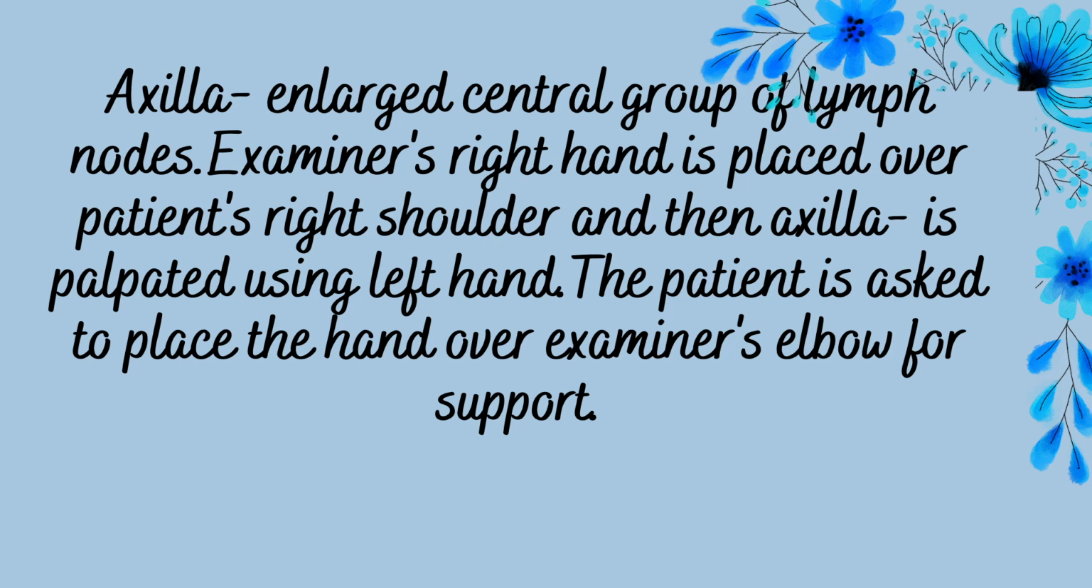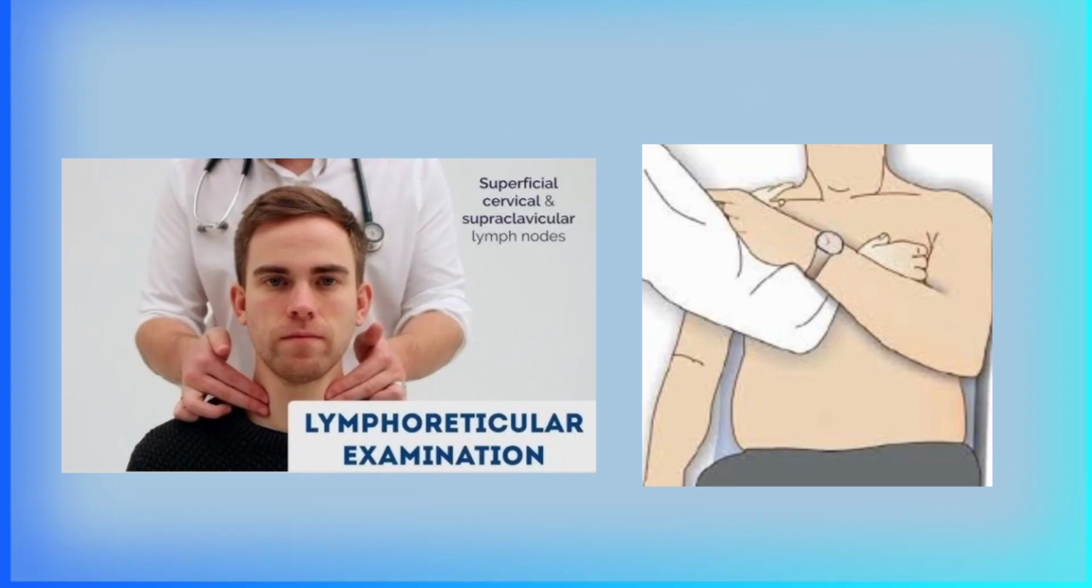Okay. So in this way, if I am the examiner, my patient is in front of me, I will place my right hand over her right shoulder, I will palpate her axillary lymph nodes with my left hand, and I will ask her to place her elbow on my hand for support. Okay, so I can show you this in the picture. That picture is not that clear, but you can appreciate that the examiner is palpating the lymph nodes and the patient has kept her hand over the examiner's hand for support. In the second picture, you can easily appreciate it.